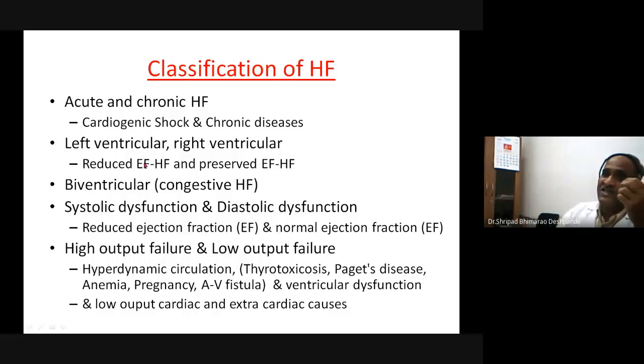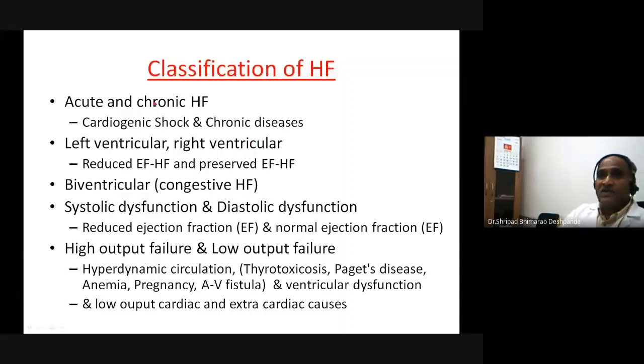Normally we eject 70 ml of the blood out of 120 ml. In case of the left ventricular failure, you are only throwing out 30 ml or 20 ml or maybe 50 ml. So that means you are throwing out a lesser amount of blood than what is expected. Then biventricular failure. That means both the ventricles, the right and the left, both fail. So this is known as congestive heart failure.